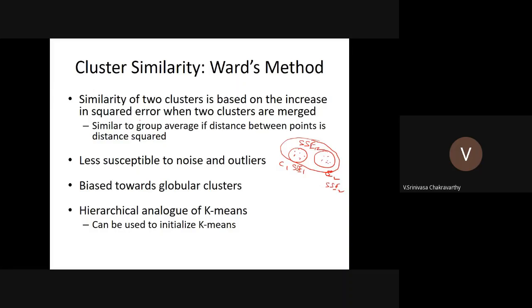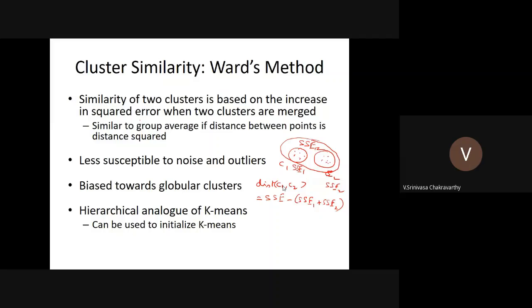So the increase in the sum squared error when two clusters are merged is SSE12 minus (SSE1 plus SSE2). That increase is taken as the distance. So the distance between C1 and C2 is given as this increase in SSE, which is also computationally quite expensive. The properties are that it is susceptible to noise and outliers, but it's biased towards globular clusters.